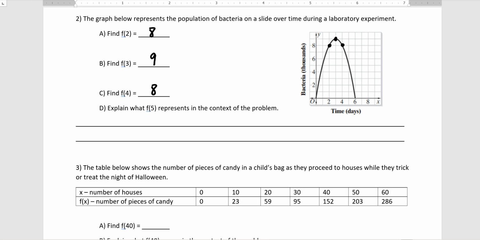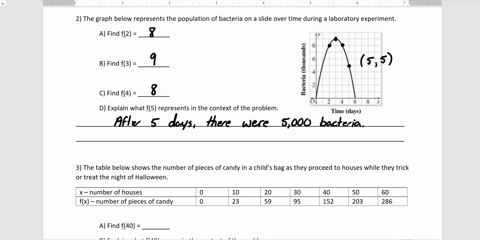And it says, explain what f of 5 represents in the context of this problem. So f of 5, so 5 days. It looks like that coordinate point there would be the point (5, 5). So that tells me, in the context of this problem, after 5 days, there were 5,000 bacteria.